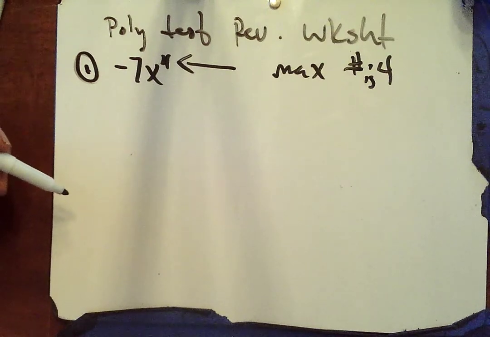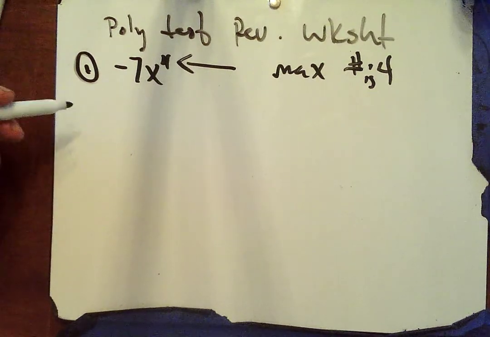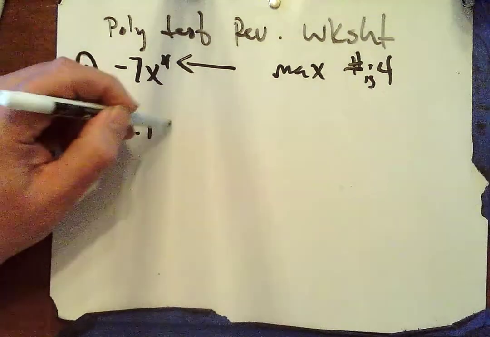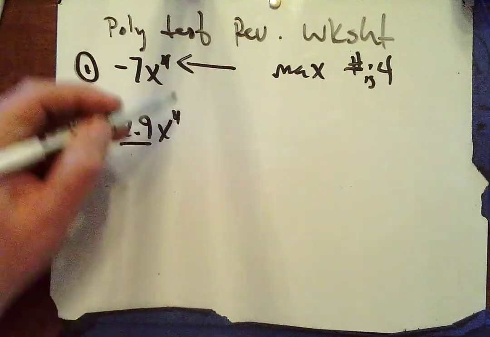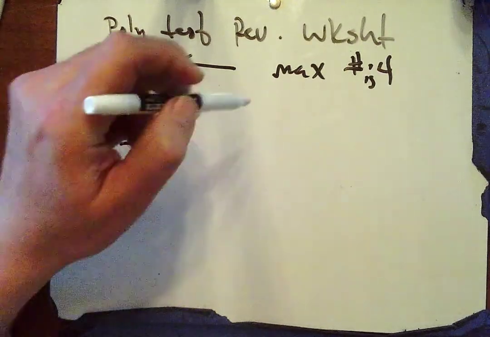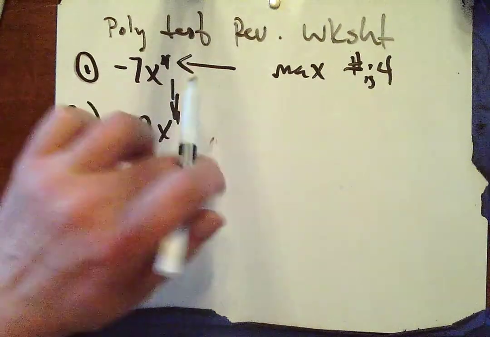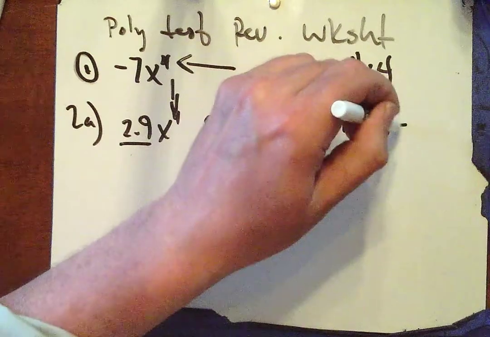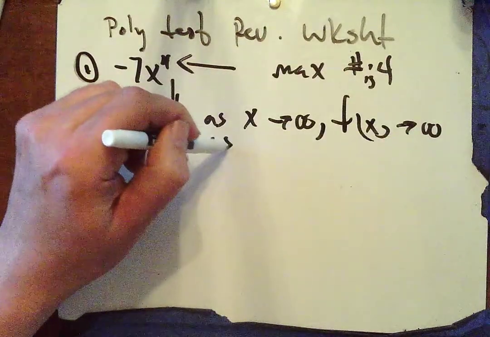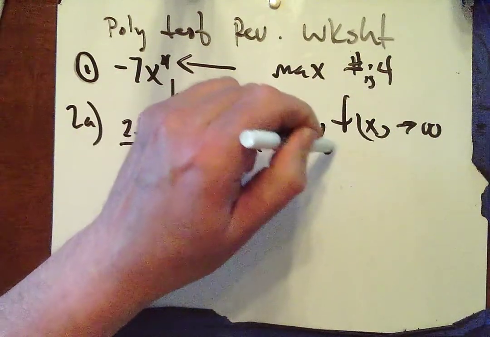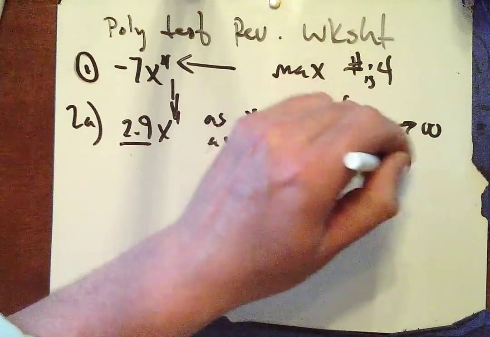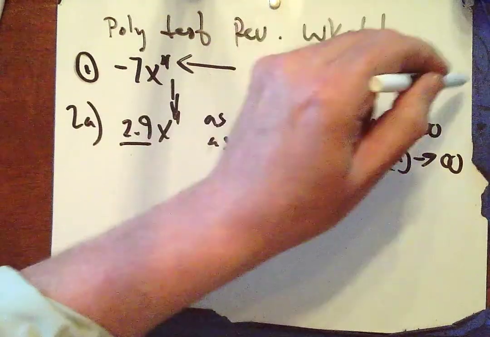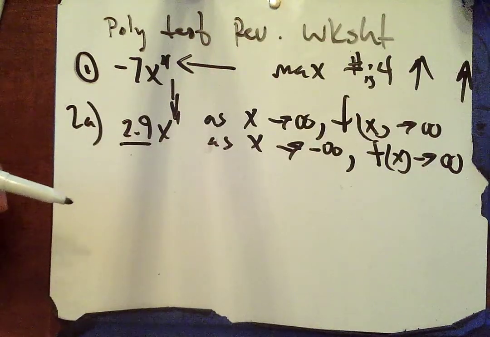Number 2. Use appropriate notation to describe end behavior for each polynomial below. Okay, so in 2a, where I see 2.9x to the fourth, positive leading coefficient, even degree polynomial, we say both ends go up. So as x heads to infinity, f of x heads to infinity. And as x heads in the opposite direction towards negative infinity, doesn't matter, the function is still headed both ends up, right? We've got that sort of up, parabola-like experience.